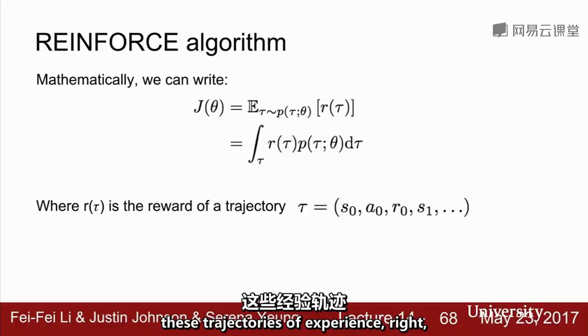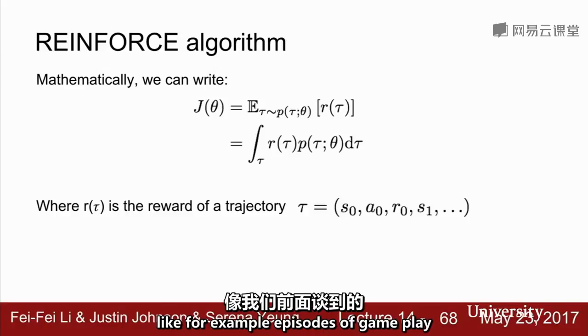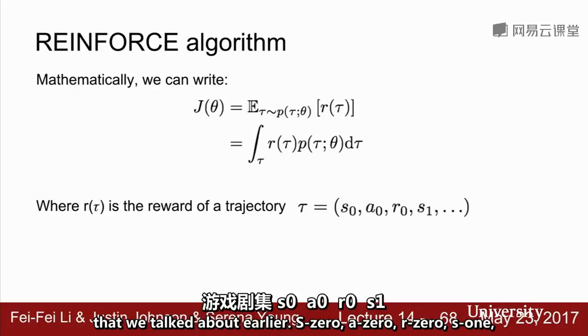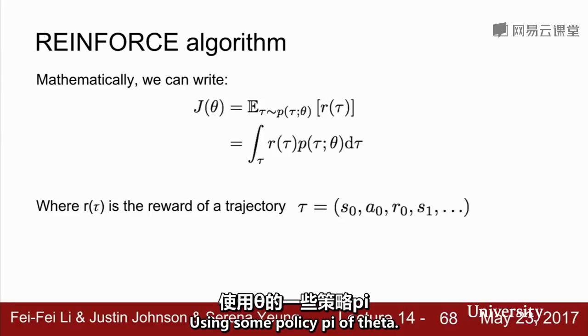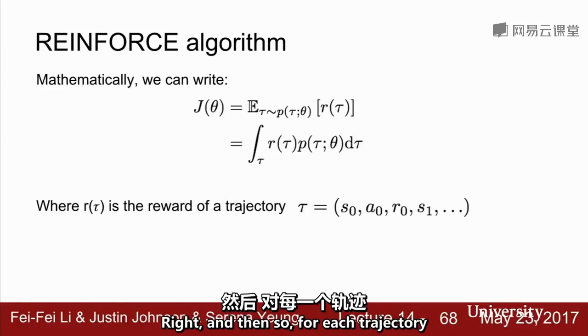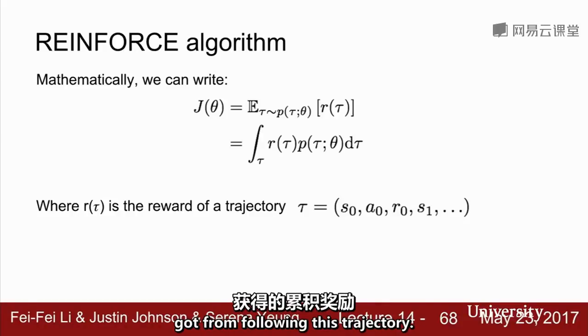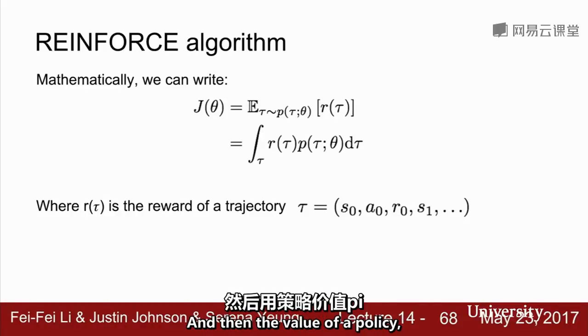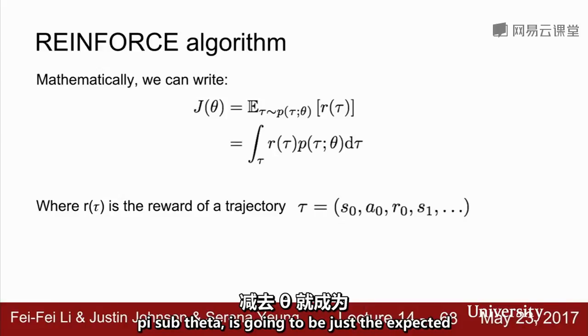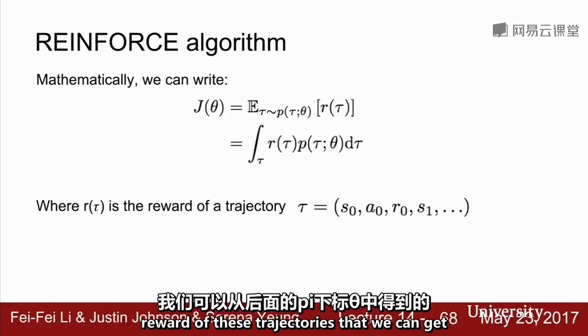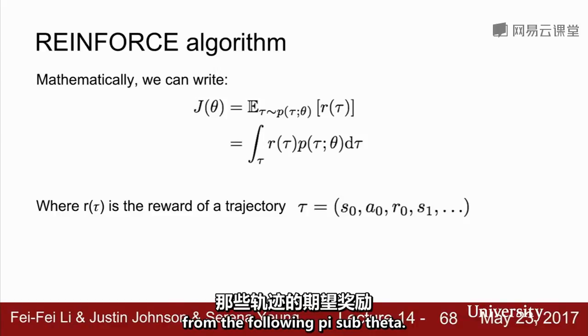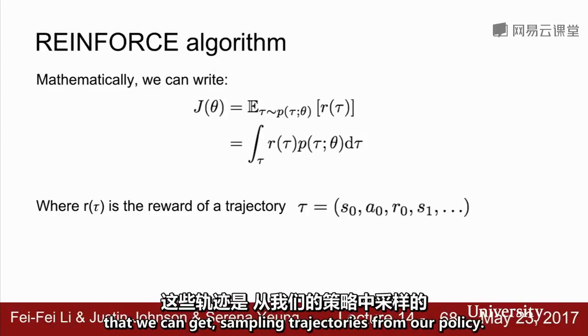We're going to sample these trajectories of experience, for example, episodes of gameplay that we talked about earlier: S0, A0, R0, S1, A1, R1, and so on, using some policy pi of theta. For each trajectory, we can compute a reward, the cumulative reward that we got from following this trajectory. The value of a policy pi sub theta is just the expected reward of these trajectories that we get from following pi sub theta. So that's this expectation over trajectories sampled from our policy.